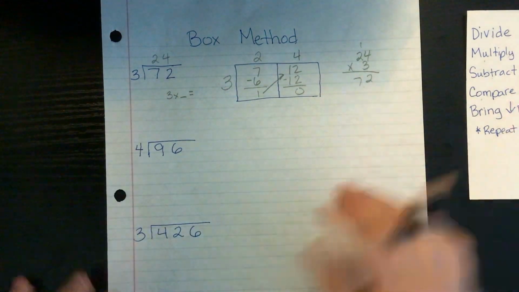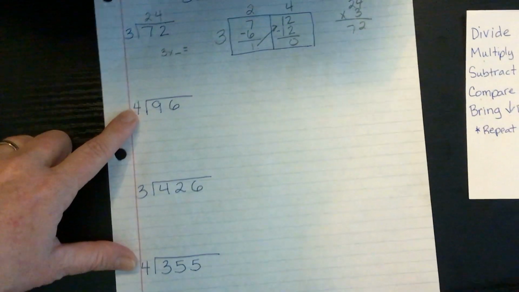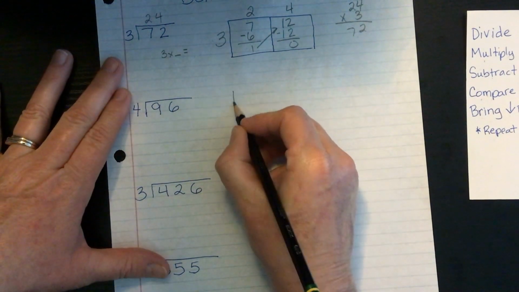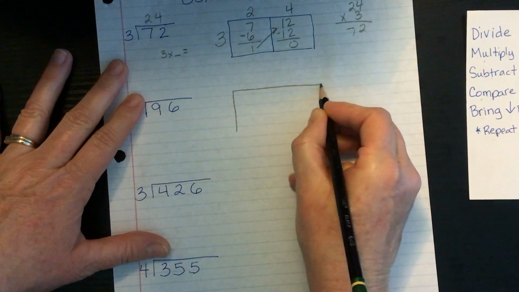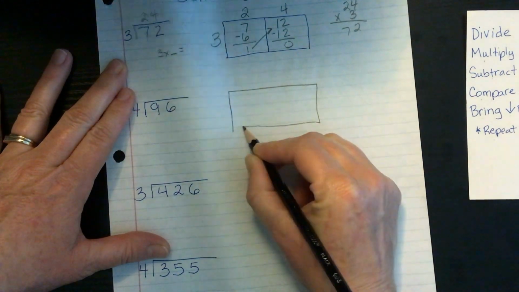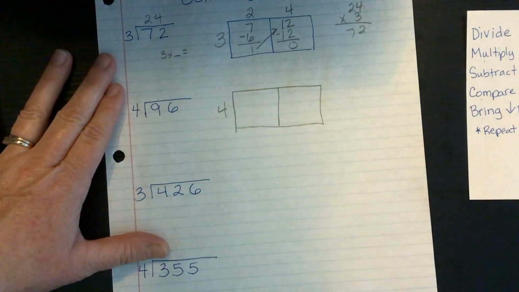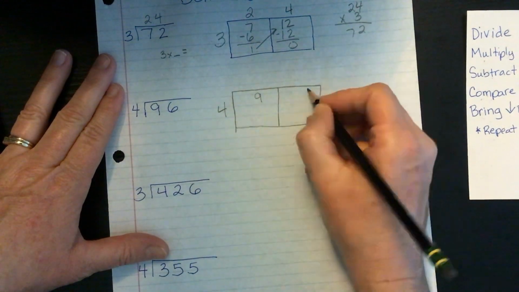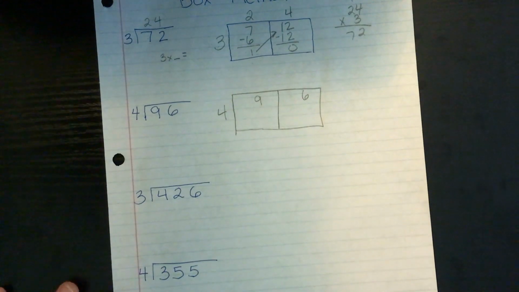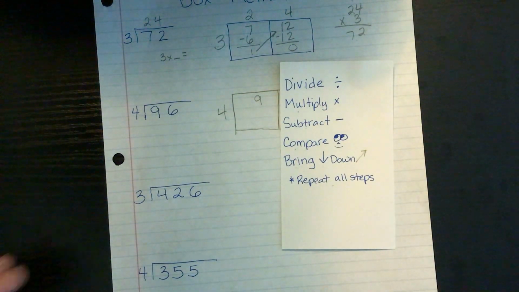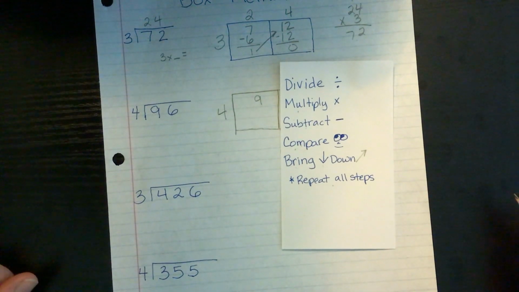So we're going to keep trying that. So my next box is going to be 4 divided into 96. So I want to make sure that my box is tall enough that I can do my work in it. So I know my divisor is 4, and I know I'm dealing with 9 tens and 6 ones. So now I'm going to treat it as just 9 tens. It's 4 divided into 9. Skip count by 4s. You can do this.